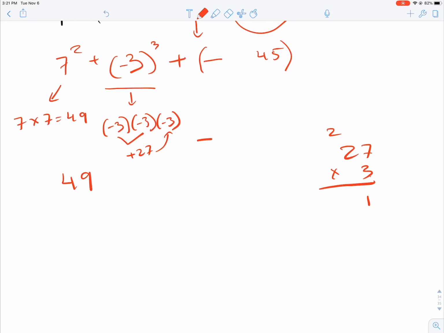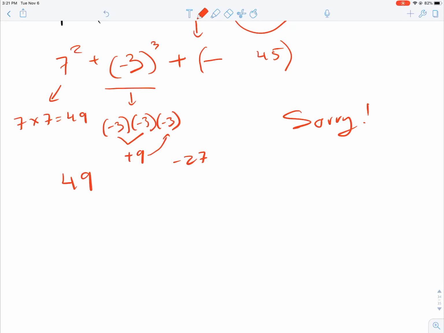No, I'm sorry. Oh my God, that was a bad mistake. Negative 3 times negative 3 is actually positive 9. Oh my goodness, I'm so sorry. Okay. All right. So negative 9 times negative 3, it's negative 27.